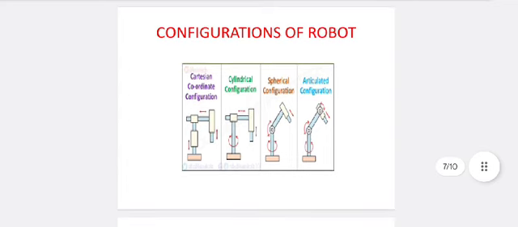Configuration of robot: Cartesian coordinate configuration, cylindrical configuration, spherical configuration, articulated configuration.